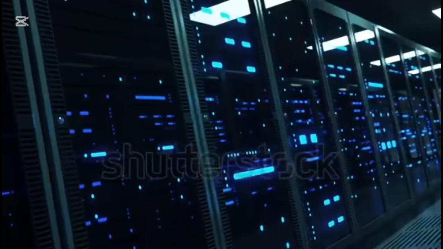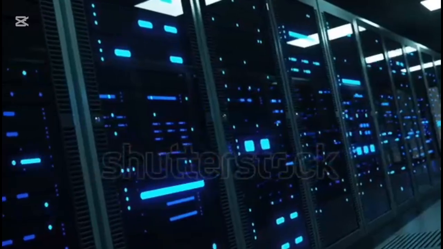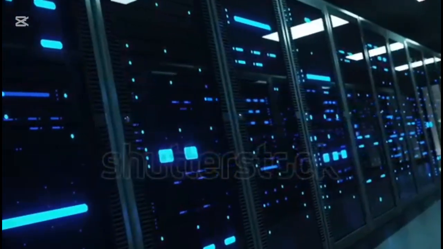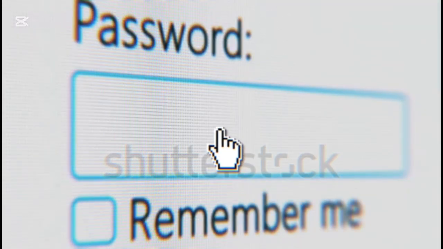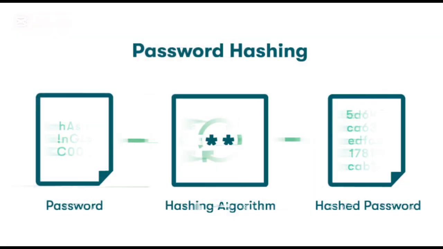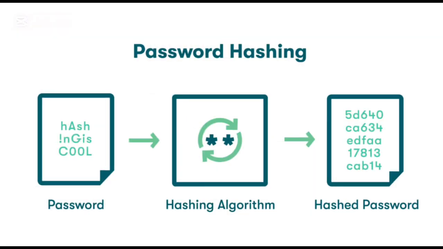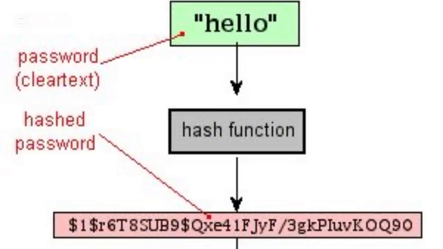The server does something very important. Instead of saving the actual password, it converts the password into a hash. A hash is basically a one-way mathematical transformation. For example, if the user chooses the password my password 123, the server may convert it into something that looks like 8F4A7B2C9. This new value is called a hash.